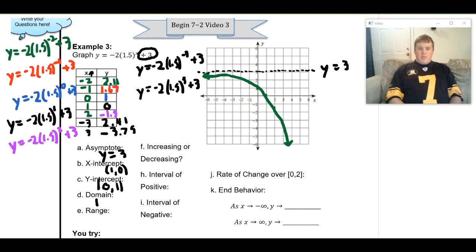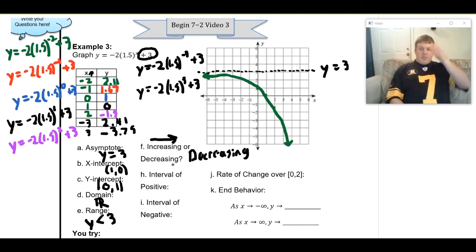Our domain, since we have no restrictions, is still going to be all real numbers. Our range is based on our asymptote. This time we want all the values that are below our asymptote. So our range is going to be y is less than 3. We're asked again whether it's increasing or decreasing. Remember, this is always going from left to right. So as we go from left to right, we see that we are going downhill. So this is going to be decreasing.